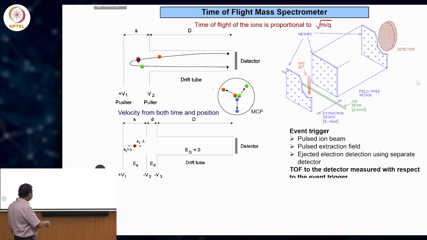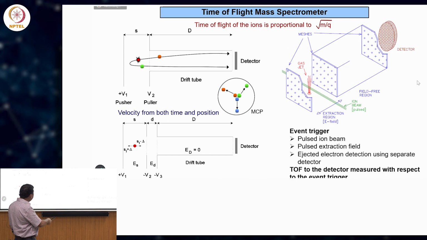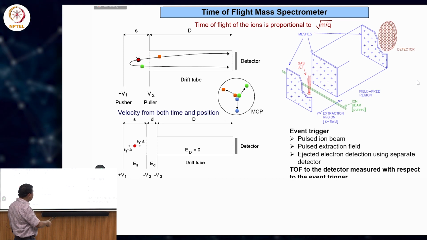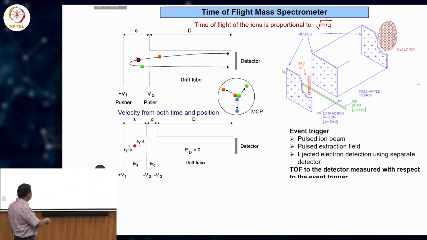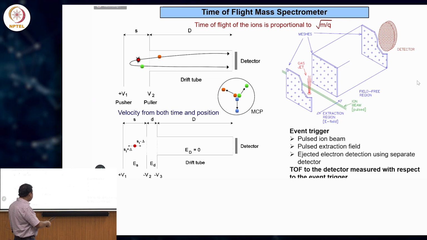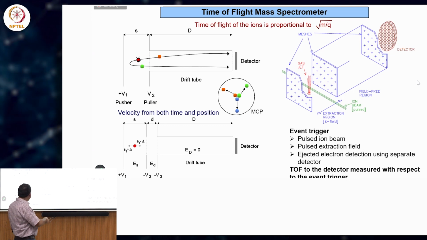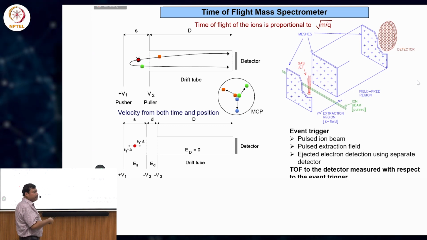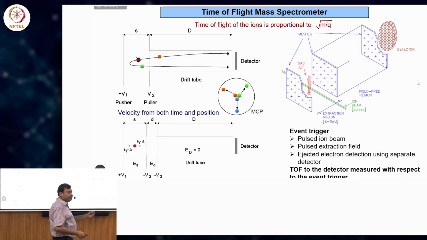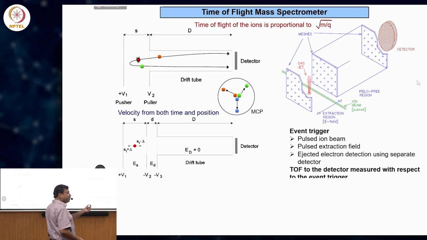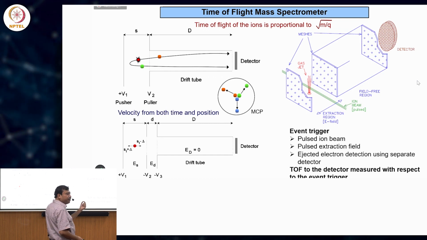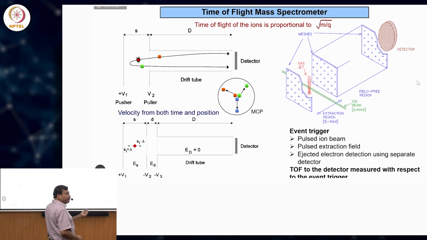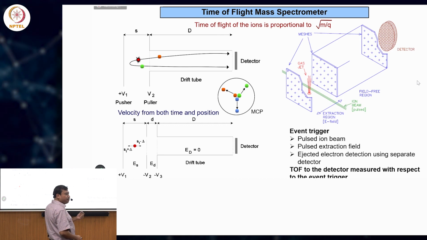Or the other way is that every dissociation will have an electron ejected into a separate detector. So you can use 3 kinds of event trigger, and time of flight to the detector is measured with respect to this event trigger. Now for this time of flight measurement with a laser, it is easier, because if the laser is pulsed, you can get a trigger from the laser oscillator, or after the amplifier, say 1 kilohertz or 2 kilohertz. But for the ions it is not possible unless you pulse the ion.